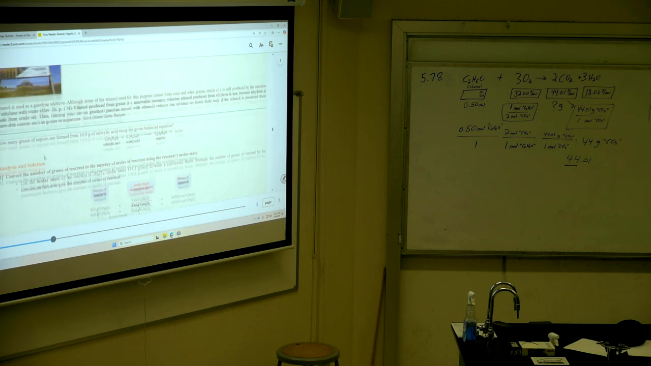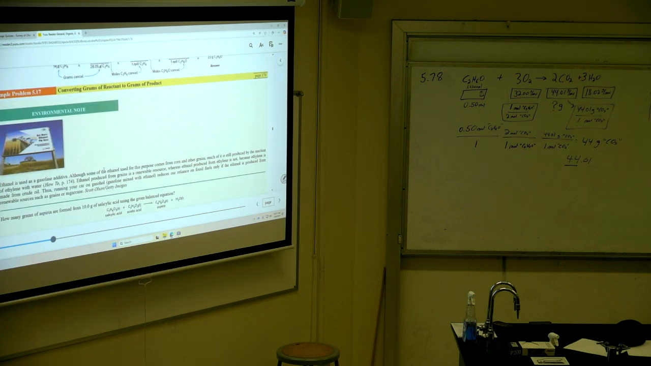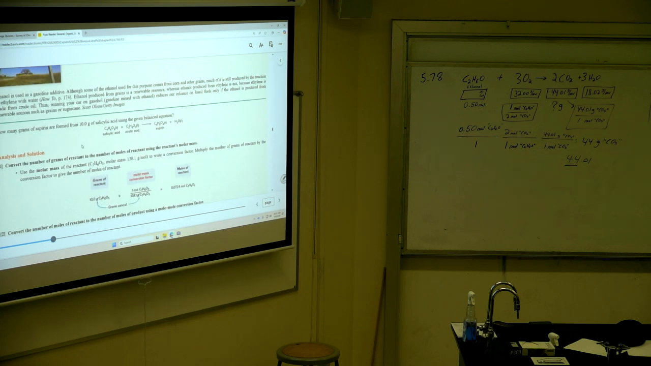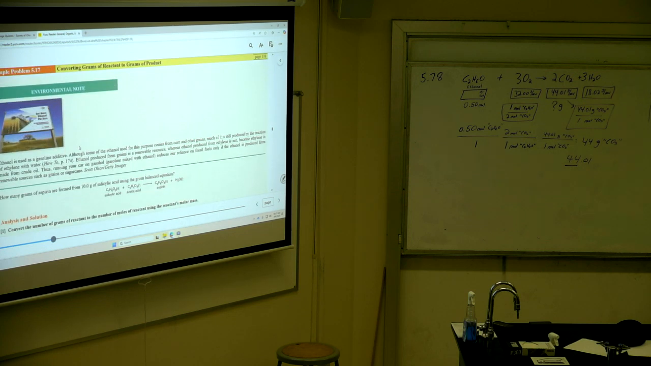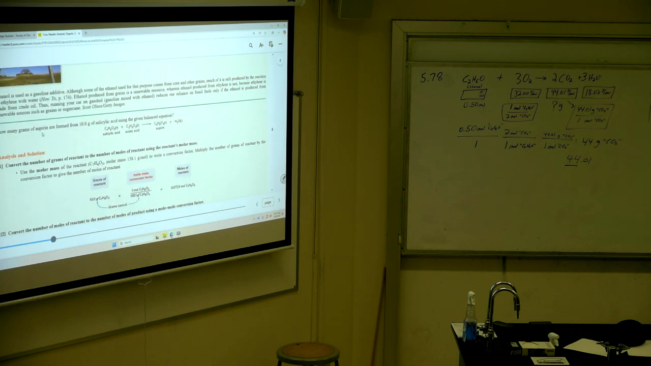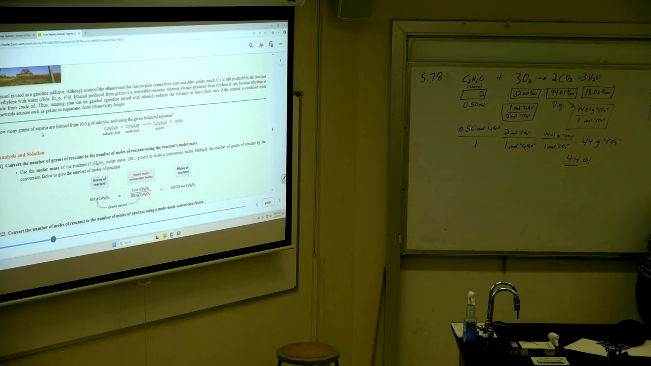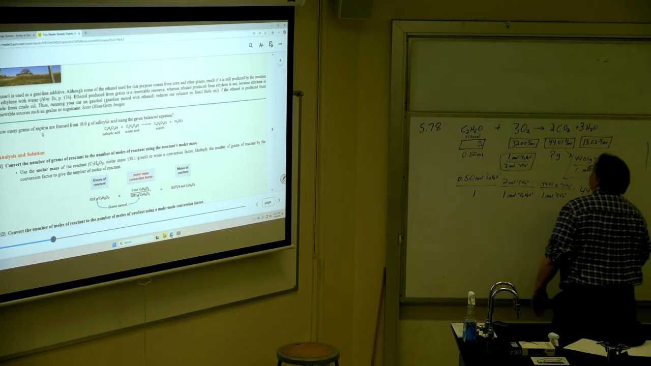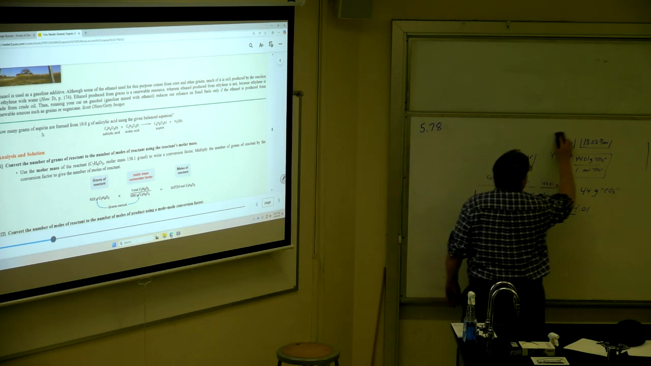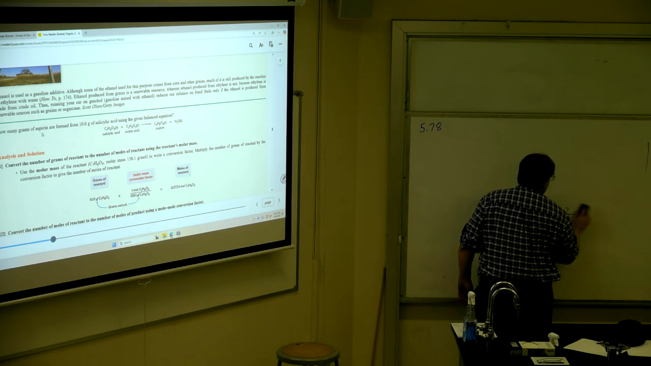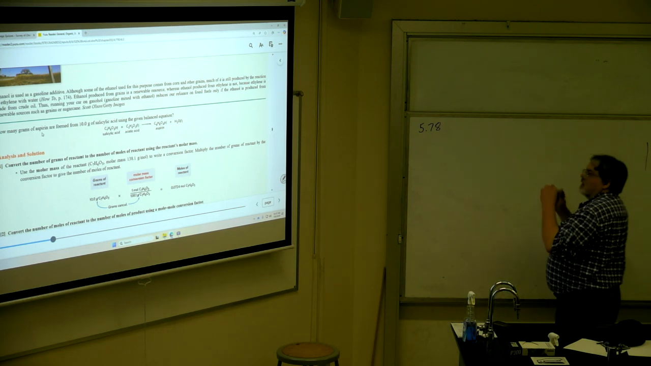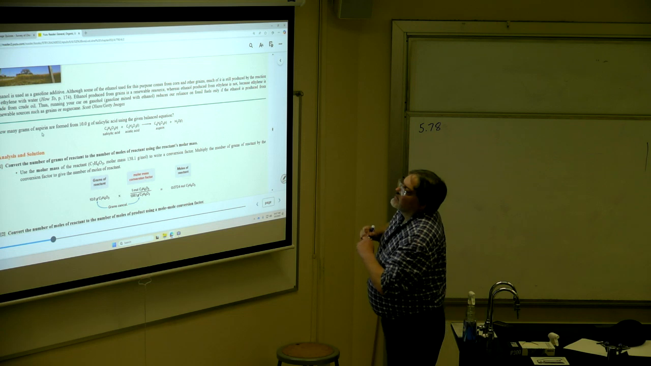Let's do this one. What is this? Sample problem 5.17. Skip the environmental note. So let's do this one. How many grams of aspirin? We already did synthesis of aspirin in the lab, right? This is literally what we did. Although we used acetic anhydride. I'll do this one. C7H6O3.